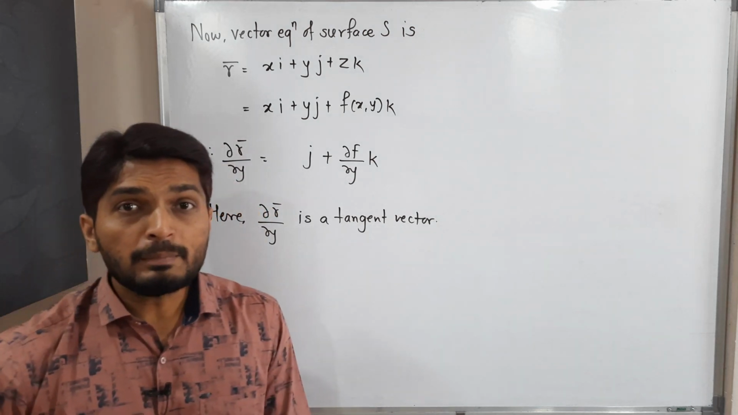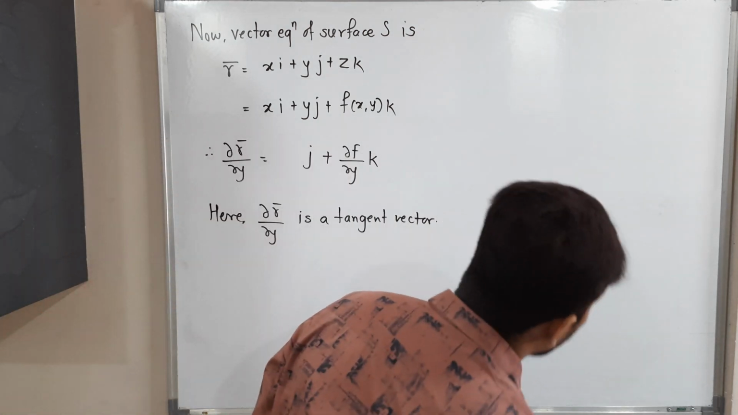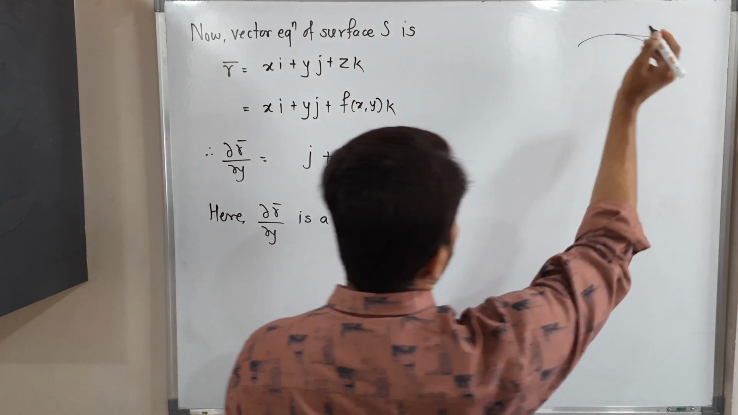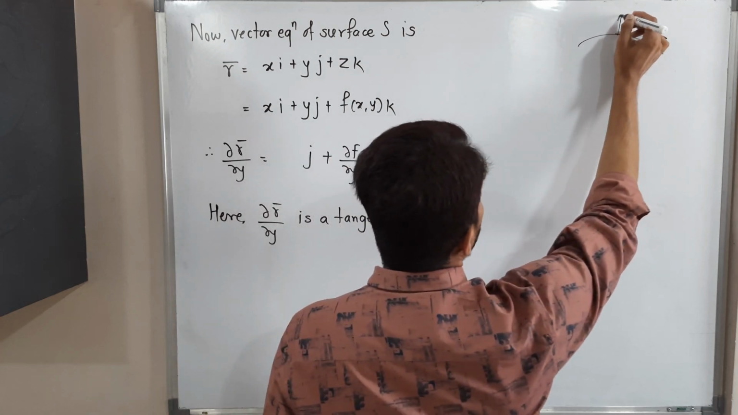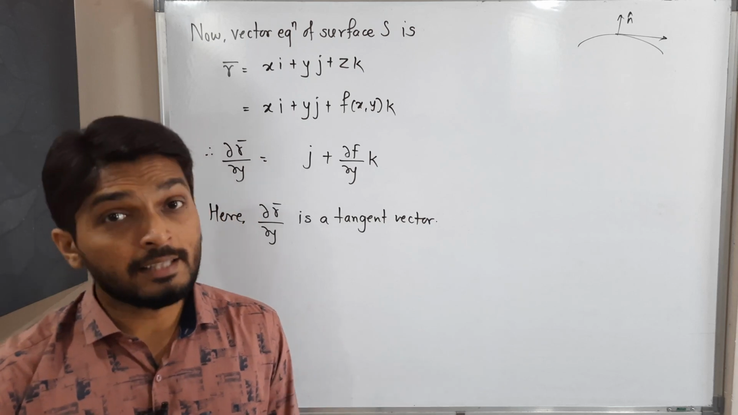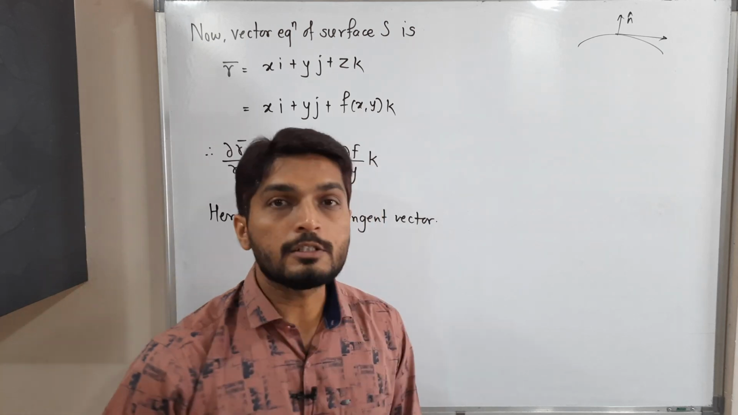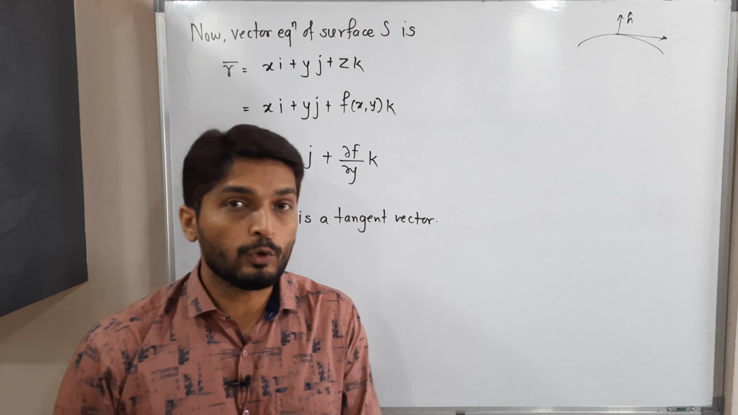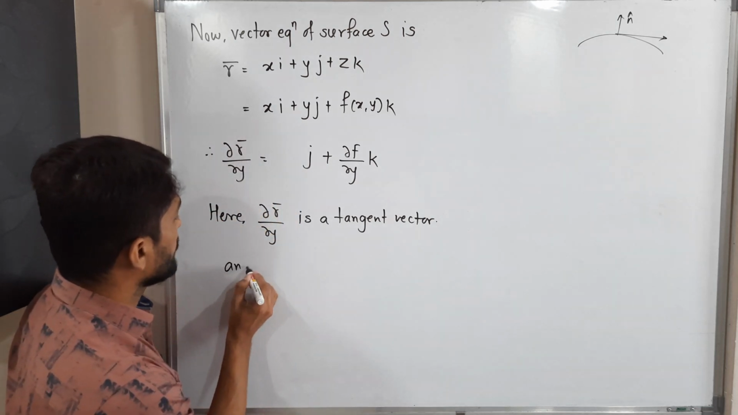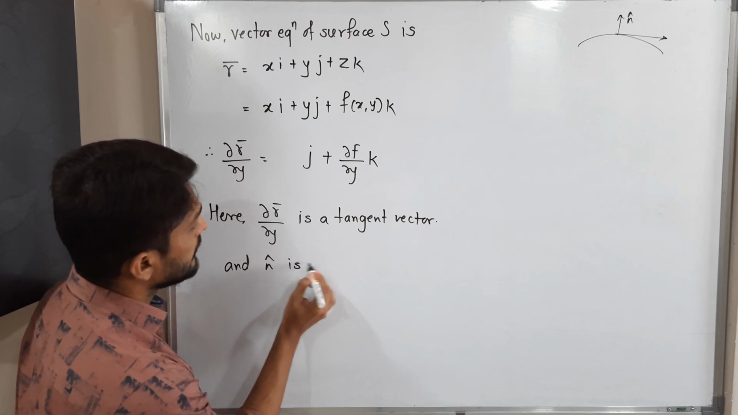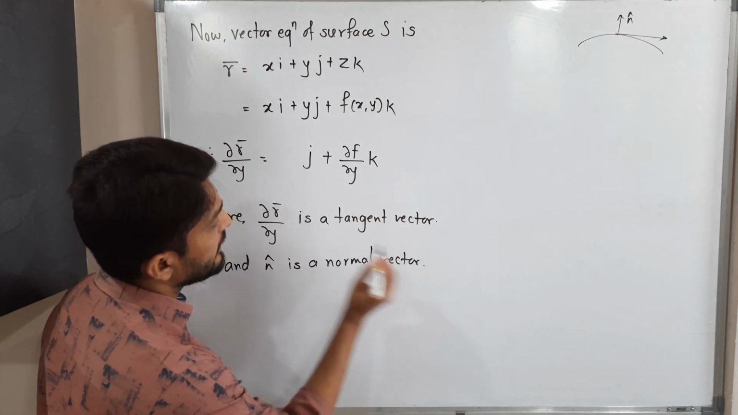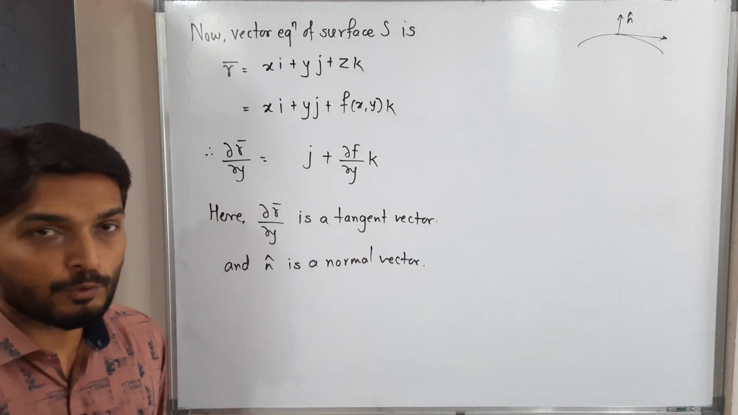You know that n cap is a unit normal vector. Let me show here. Suppose we have this type of surface. We have a tangent vector like this, and n cap is a normal vector. What is the angle between them? Obviously the angle is 90 degrees. These two vectors are perpendicular to each other, so their dot product will be 0. One is a tangent vector, the other a normal vector.